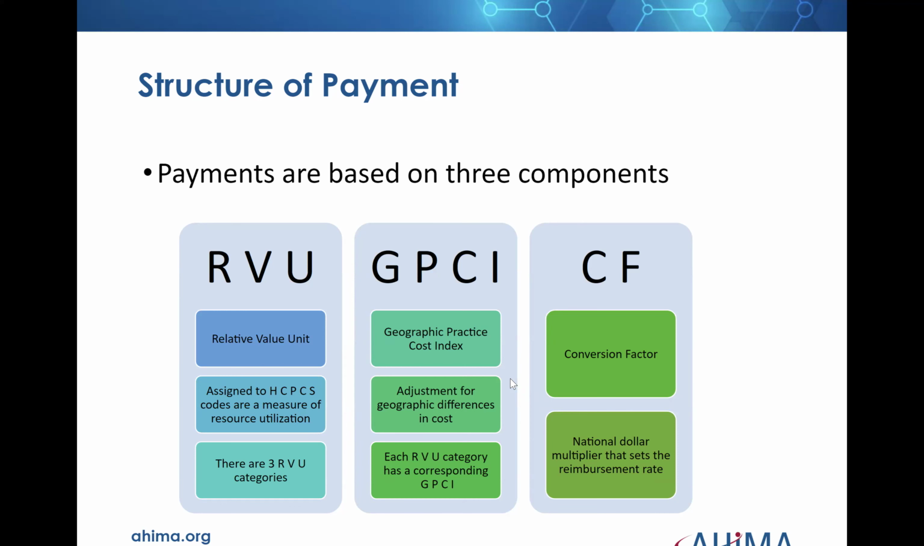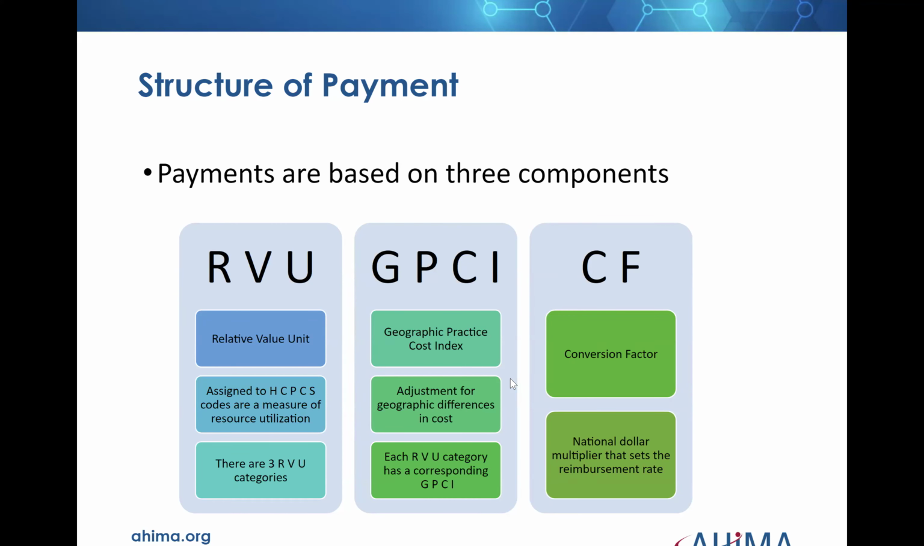So you can think of these payments to providers on three components. The first is a relative value unit, and this is something that's attached to a HCPCS code. It's a measure of resource utilization, not just the physician component, but supplies, what have you. And these are further split into different categories.